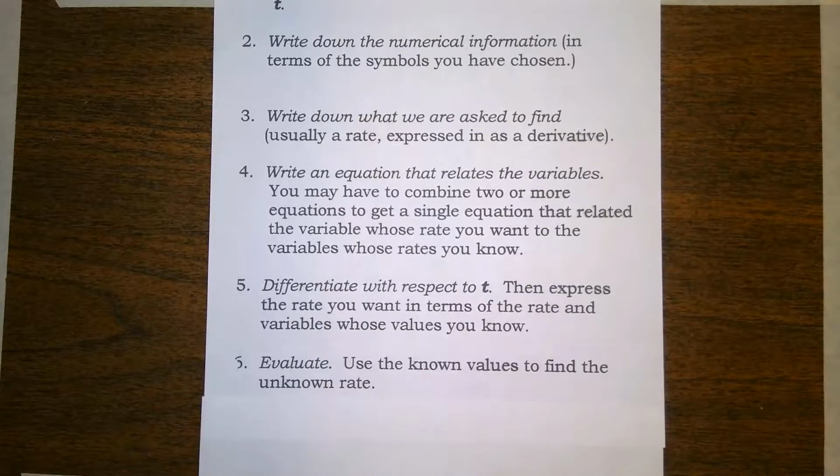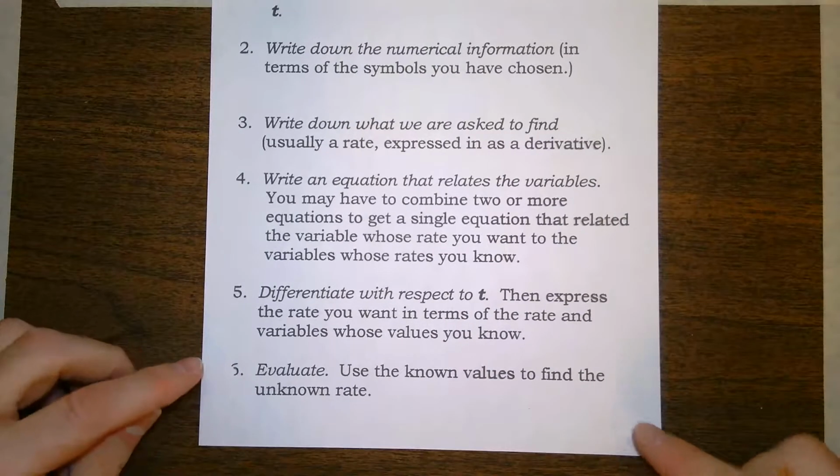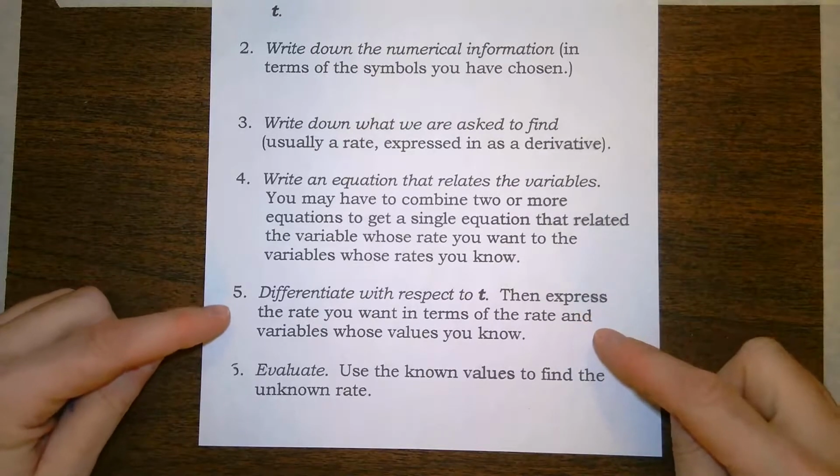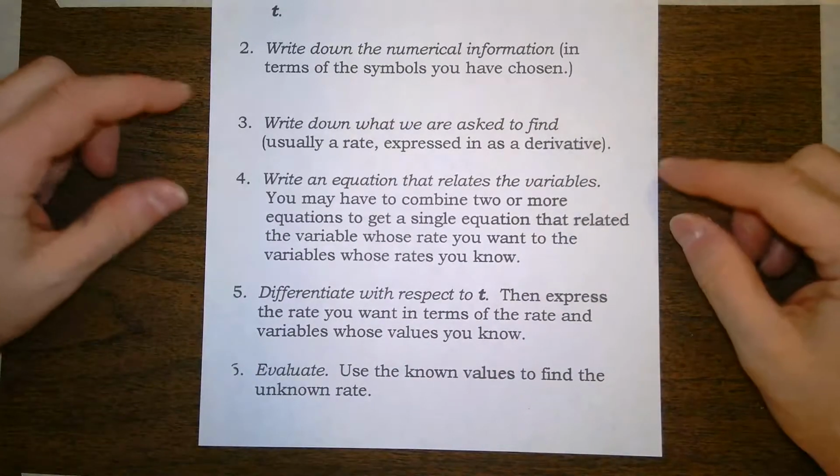And then finally, we're going to evaluate. We're going to use the known variables to find the unknown rate. Once we've got this equation solved for the rate we're trying to find, we'll substitute back in all of the things we know, all of the rates we know, all of the values of the variables we know, and we will be able to evaluate and find the missing rate.